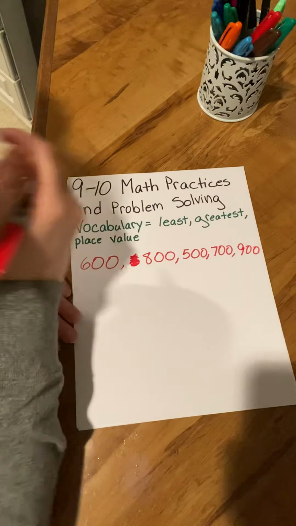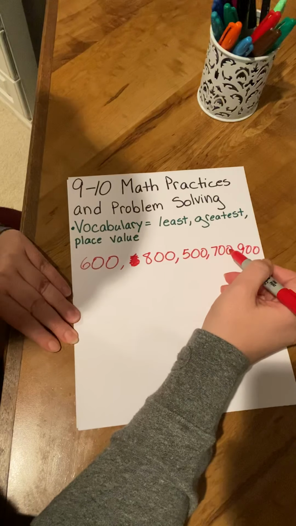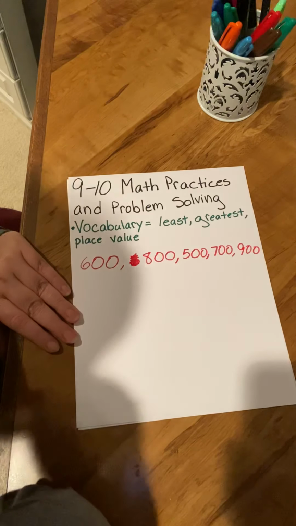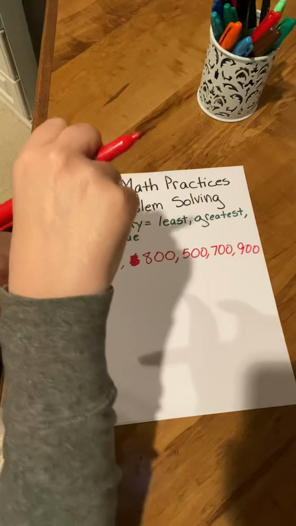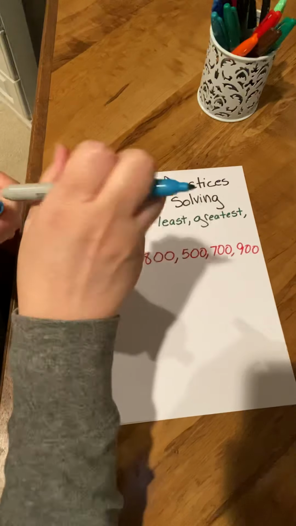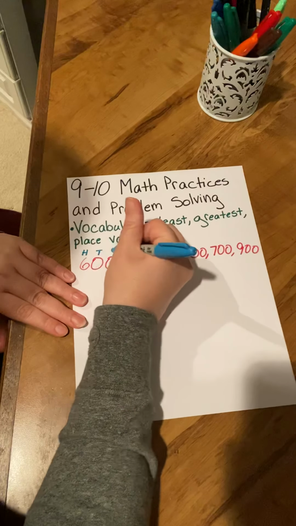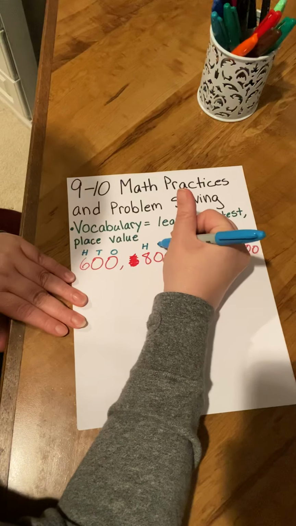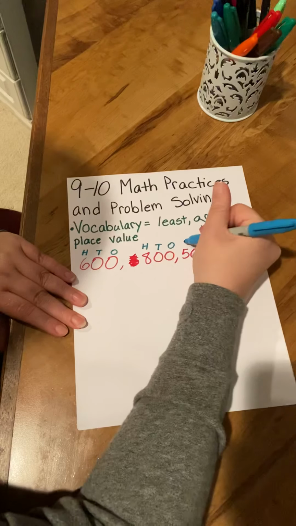Okay, so my numbers are 600, 800, 500, 700, and 900. I want to put these numbers in order from least to greatest. So all of these numbers, when I look at them, I noticed that they all have hundreds, tens, and ones place value. I'm going to label each of them with an H for hundreds, T for tens, and O for ones.